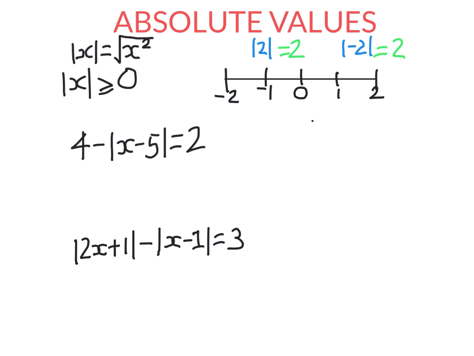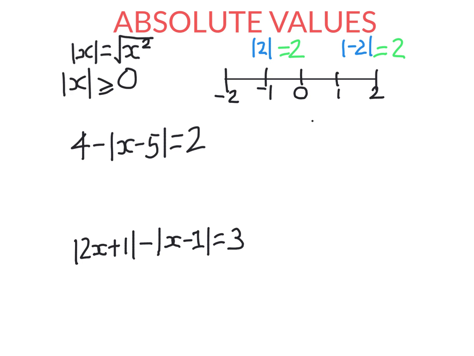So absolute value of 3 is 3. Absolute value of negative 3 is also 3. Absolute values here are never negative. They're always greater than or equal to 0. So let's go ahead and solve some equations with absolute values. So let's look at this one here.